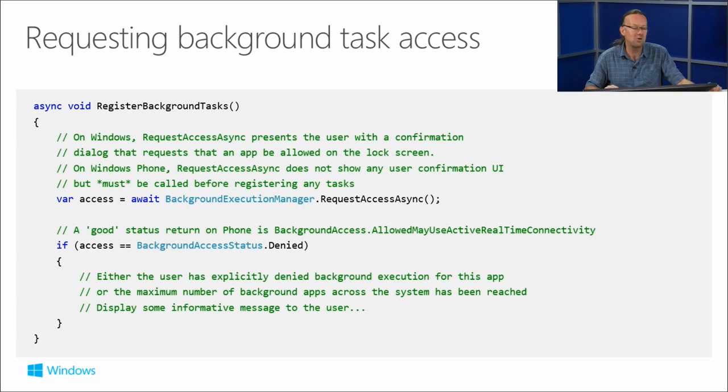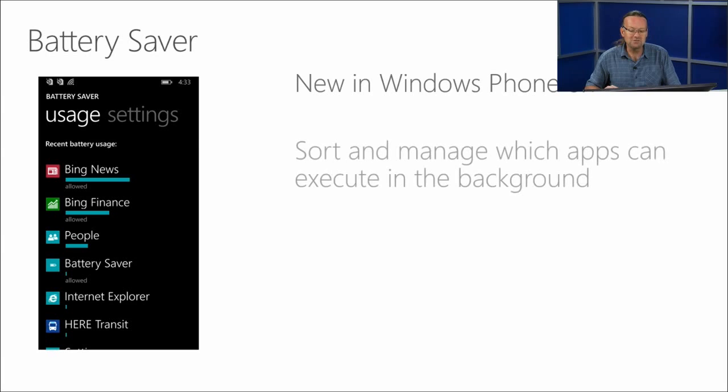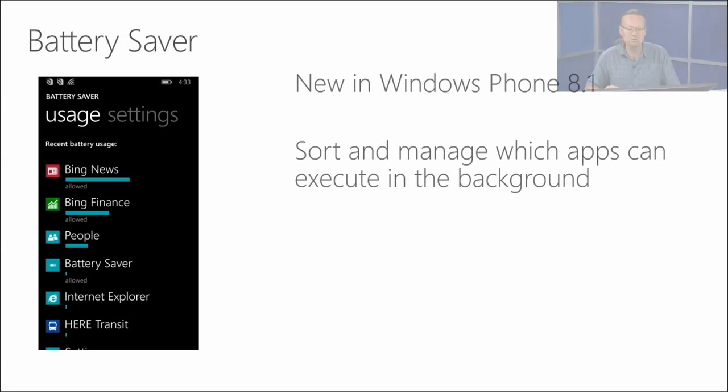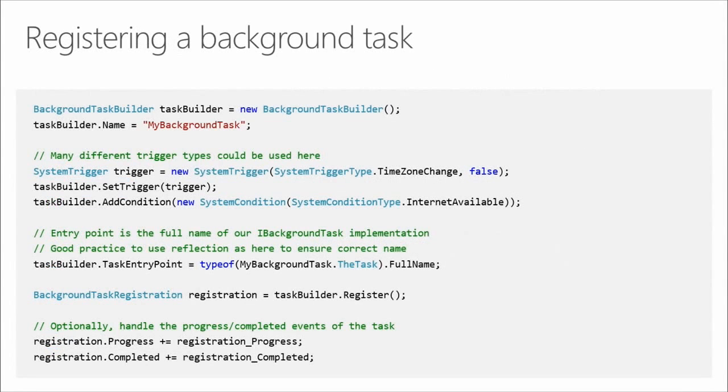So you need to put up some UI saying, oh, I want to do this cool stuff for you, but something's stopping me. And the main reason why something may be stopping you is this new app called Battery Saver, where people can see all of the apps on the system that are using their battery and also doing background execution. So this is brand new in Windows Phone 8.1, and they can sort and manage which apps can execute in the background. So they can disallow background execution through here.